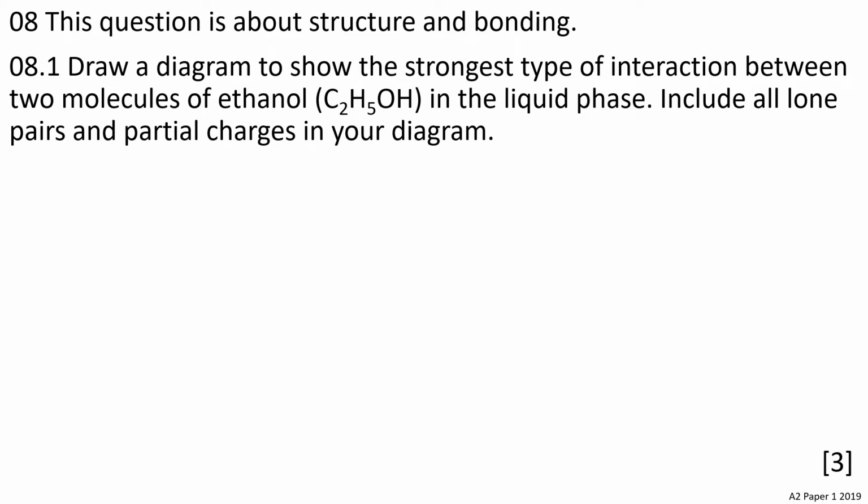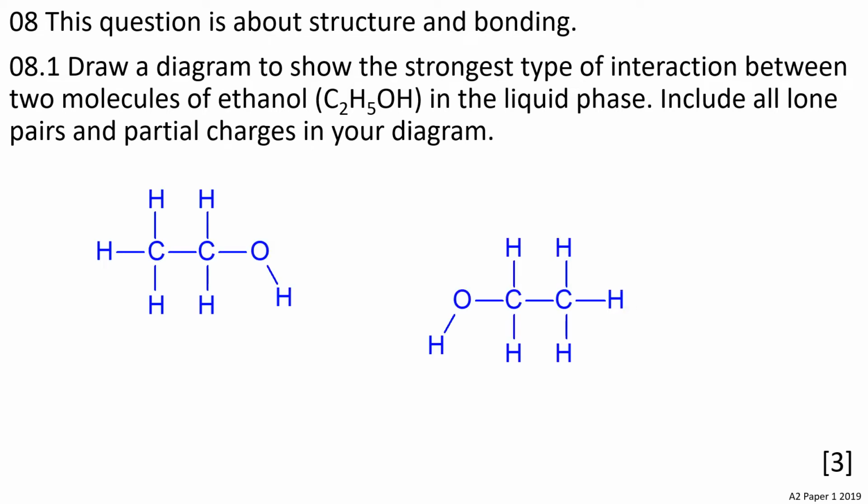So the first part of the question requires us to draw a diagram. We need to draw the interaction between two molecules of ethanol. There's one molecule of ethanol and there's another molecule of ethanol. You'll notice that I've put the OHs adjacent to each other on each of the molecules, and that's important because that's the part of the molecule responsible for this strongest interaction between the molecules.